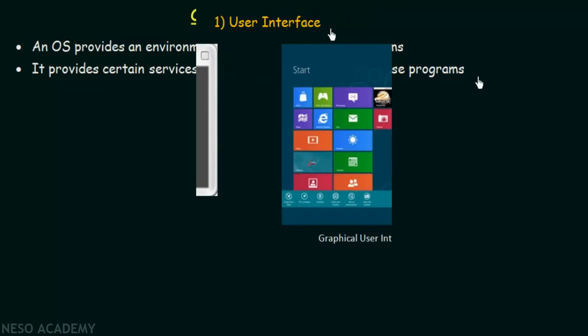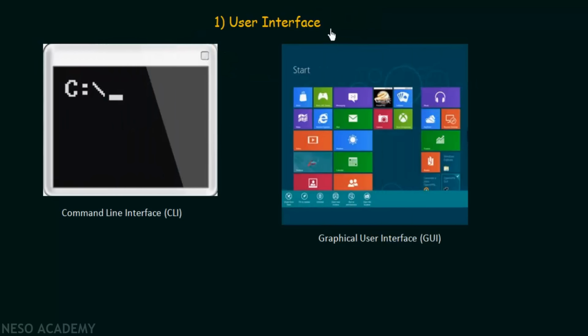Alright, so let's see. The first one is the user interface. This is one of the most important services that is provided by the operating system. Now what is this user interface? The user interface is something that allows the user to interact with the operating system or to interact with the computer itself. Almost all operating systems have a user interface, and this user interface can take several forms like the command line interface, also known as CLI, or the graphical user interface known as the GUI.